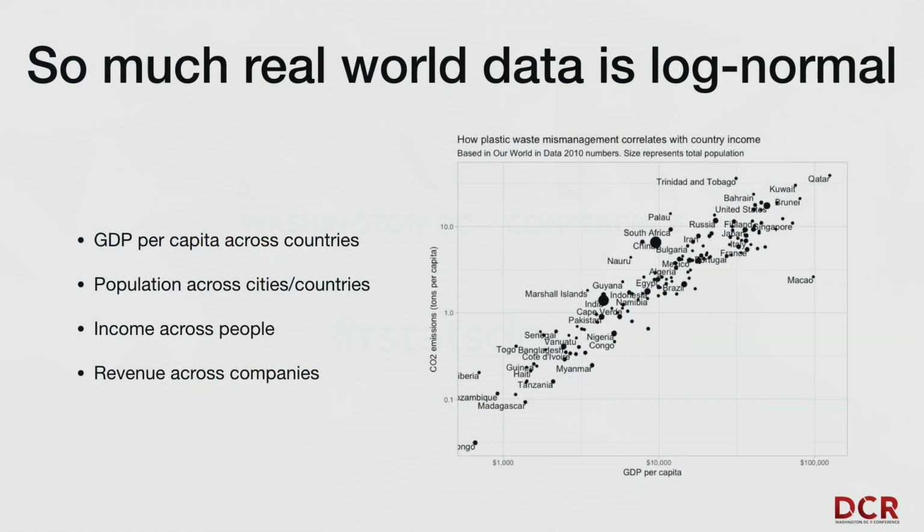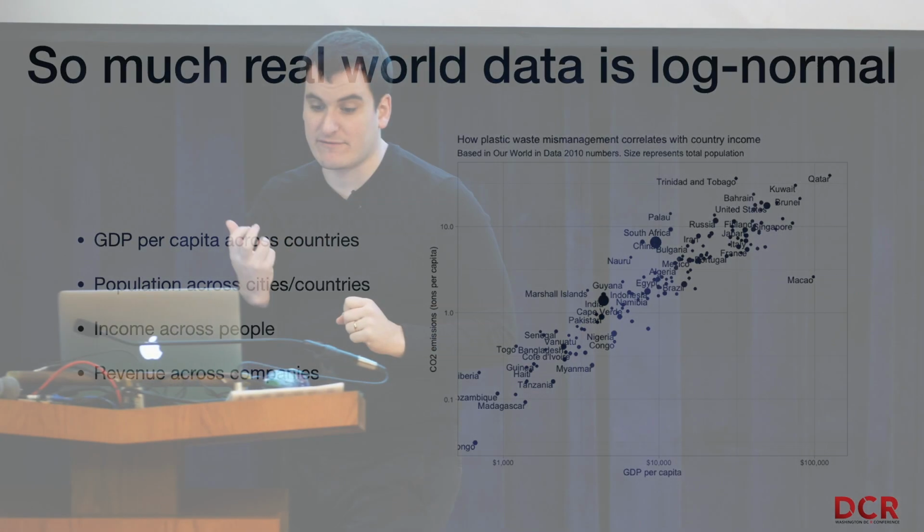So much real-world data is log normal. I sometimes suspect a lot more real-world data is log normal than normally distributed. Examples are GDP per capita across countries. This was a visualization from one on plastic waste, where the x-axis is log GDP per capita of a country, the y-axis is log CO2 emissions, and if you had them in regular scales, everything would have been crammed into the lower left. Population across cities or countries, income across people is log normally distributed, revenue across companies.